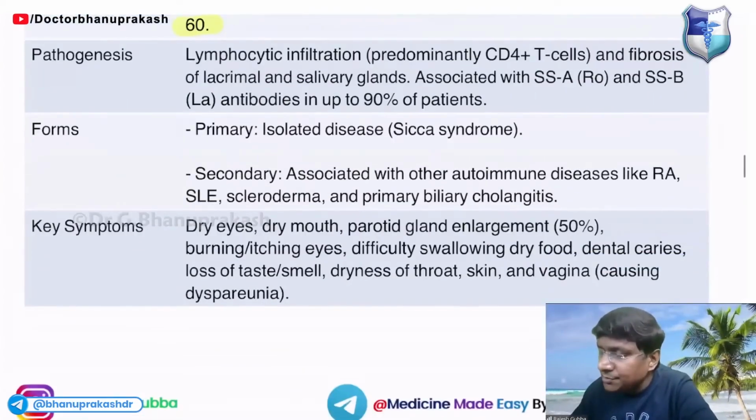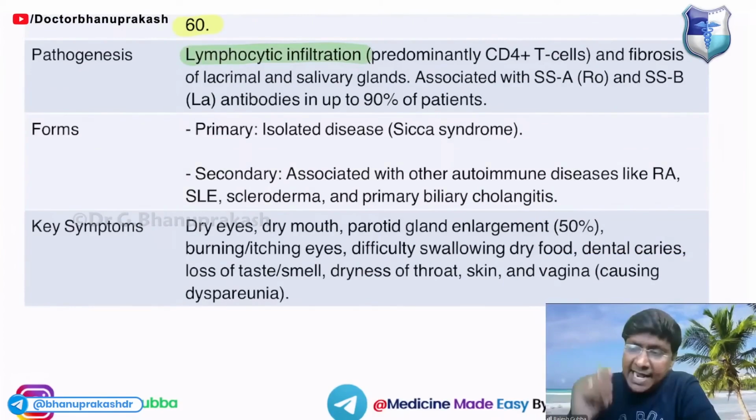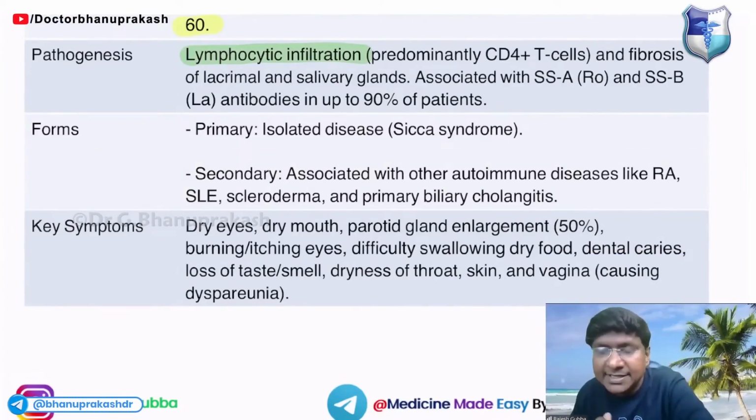And because it is an autoimmune condition, the gland is infiltrated by lymphocytes. And what are those lymphocytes? CD4 plus T lymphocytes, right? And those lymphocytes will stimulate production of antibodies, that is anti-Ro and anti-La antibodies.